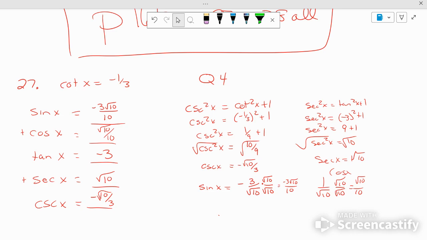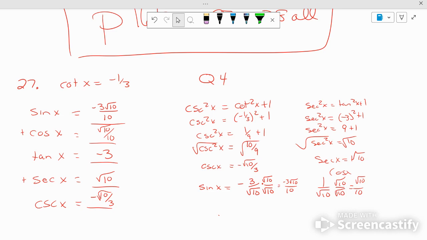Also, cotangent is the reciprocal of tangent, so that's negative 3 right away. So we got these two right away, which is nice. Now, if we flip this one over, then we get the sine. Negative 3 over square root of 10. We can't leave square root of 10 on the bottom, so it's negative 3 square root of 10 over 10.